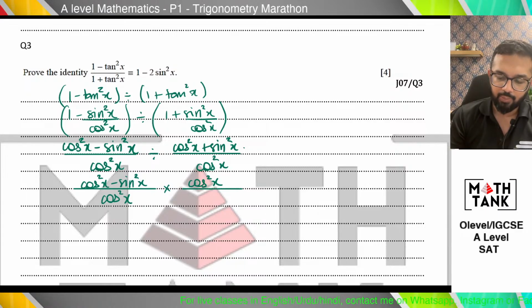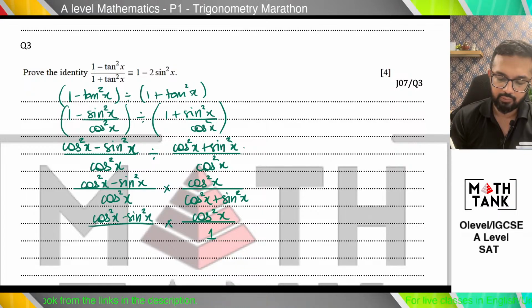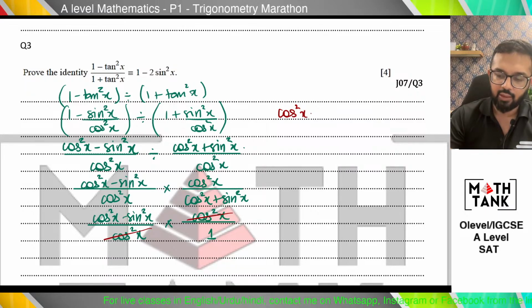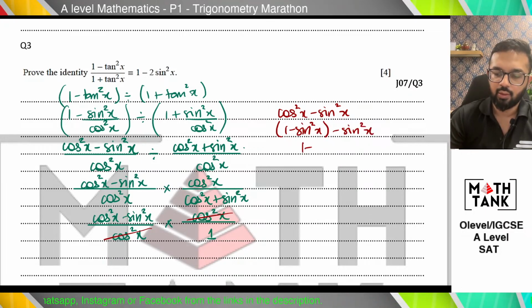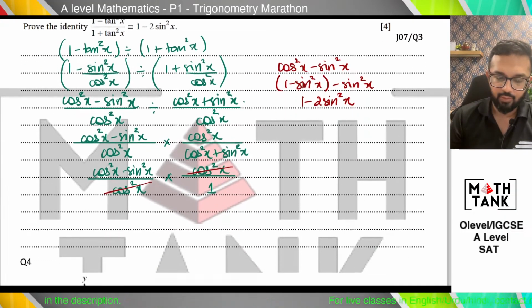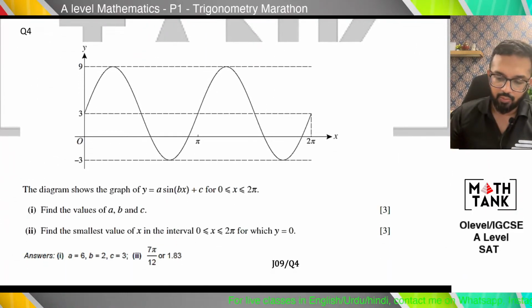I have to take a reciprocal and then say that cos square x plus sine square x is basically 1. And this cos square x cancels out with the numerator. So I get cos square x minus sine square x. I can then change cos square x into 1 minus sine square x, minus sine square x. 1 minus 2 sine square x would be my answer. That's question number 3. Moving on to question number 4.